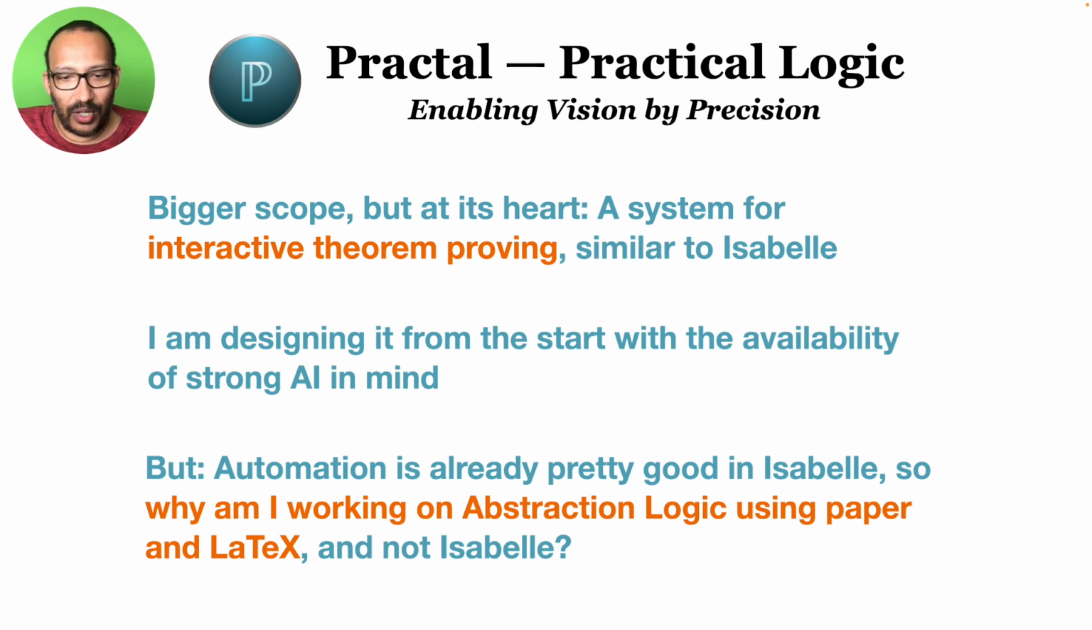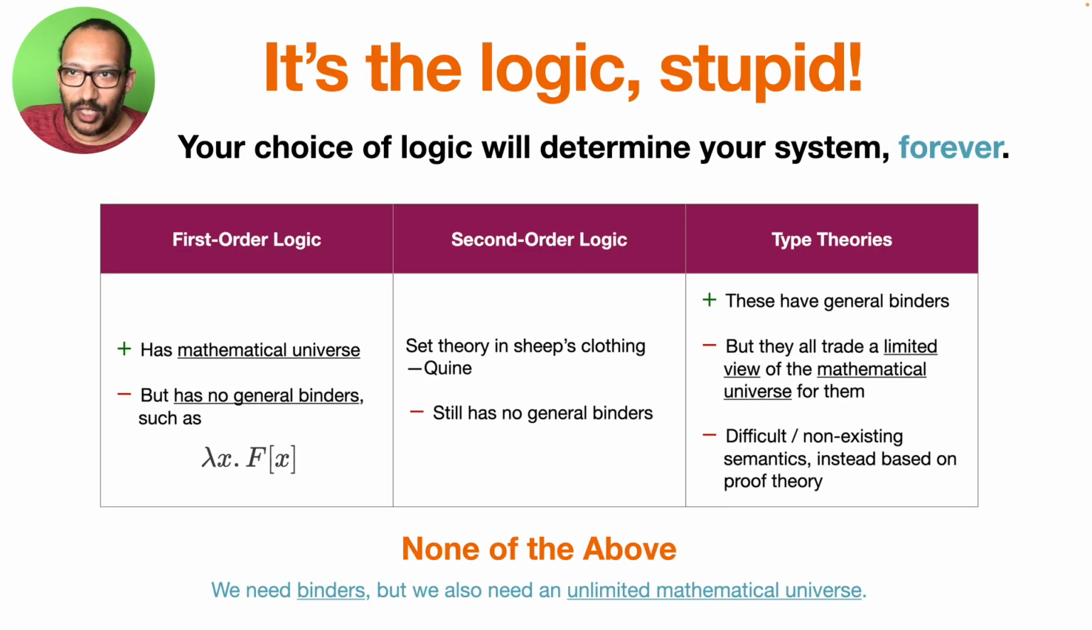So now that I'm working on a new logic for Practal, abstraction logic, why am I working on this logic still using paper and LaTeX, and why am I not using Isabelle? I mean, I'm an expert in Isabelle. And I think I have the answer to this question. It's the logic, stupid.